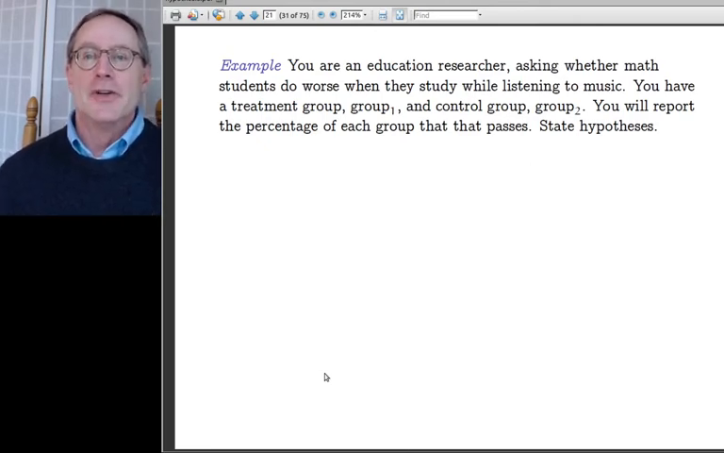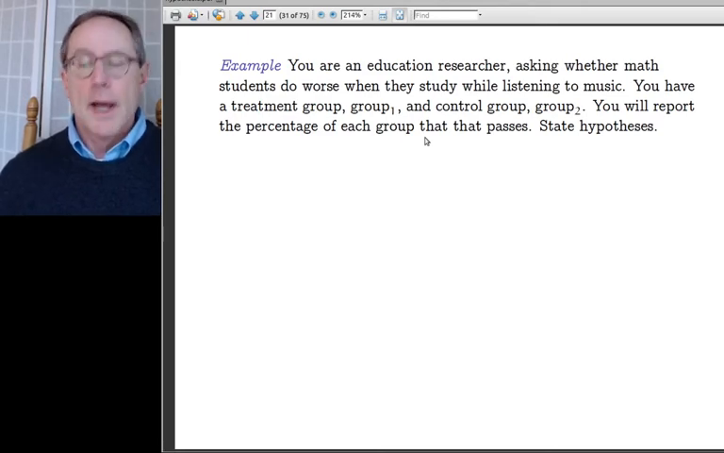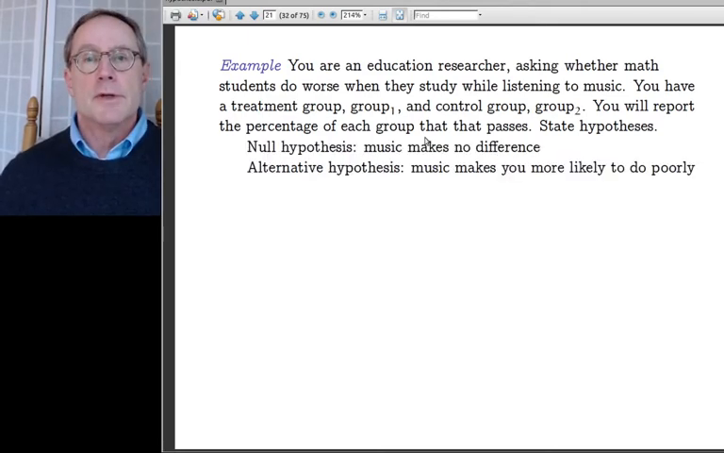Okay, so you're an education researcher and you want to know whether people do worse on the test when they study while they're listening to music. So you have a treatment group that we're going to call group 1 and a control group that we're going to call group 2. We're going to report the percentage of each group that passes, and what are the hypotheses? How do I express what my concerns are in this experiment?